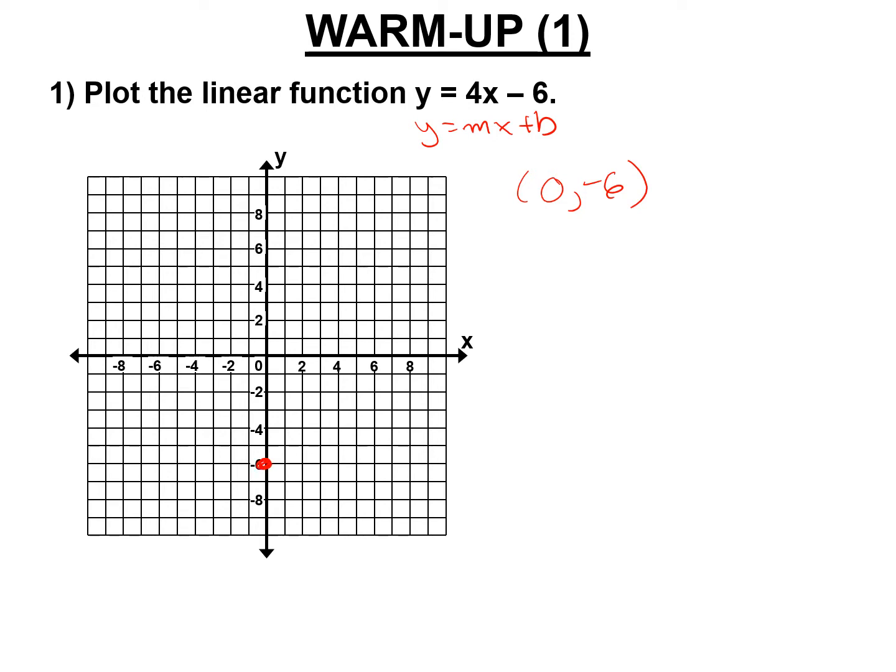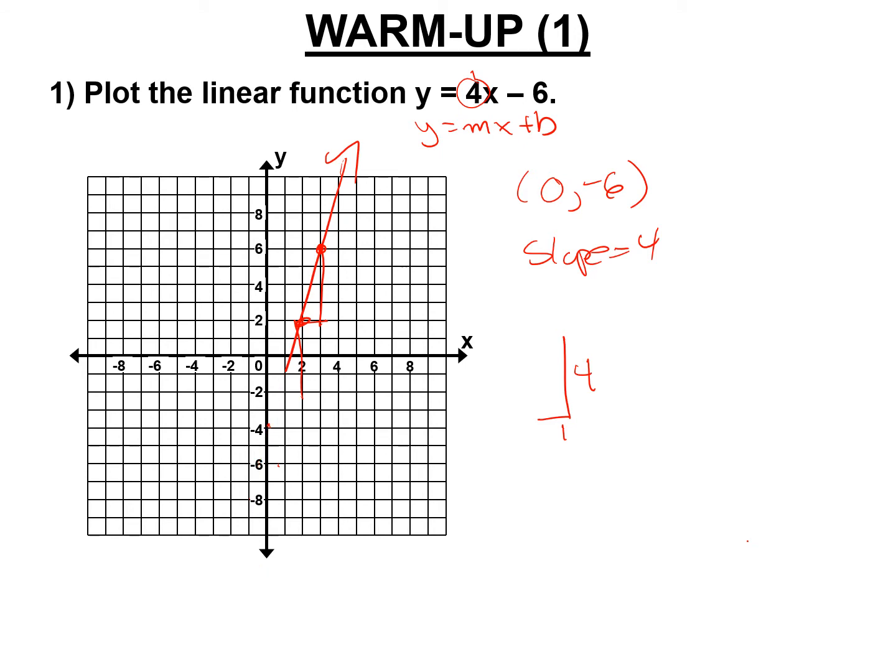And the slope is 4, and we have to remember the slope of 4 means over 1, up 4. So over 1, up 4, over 1, up 4, and so on. And once we have enough points, we draw a line through them. And lines have arrows on the end. And along that line, right, 0, negative, oof, I missed badly.